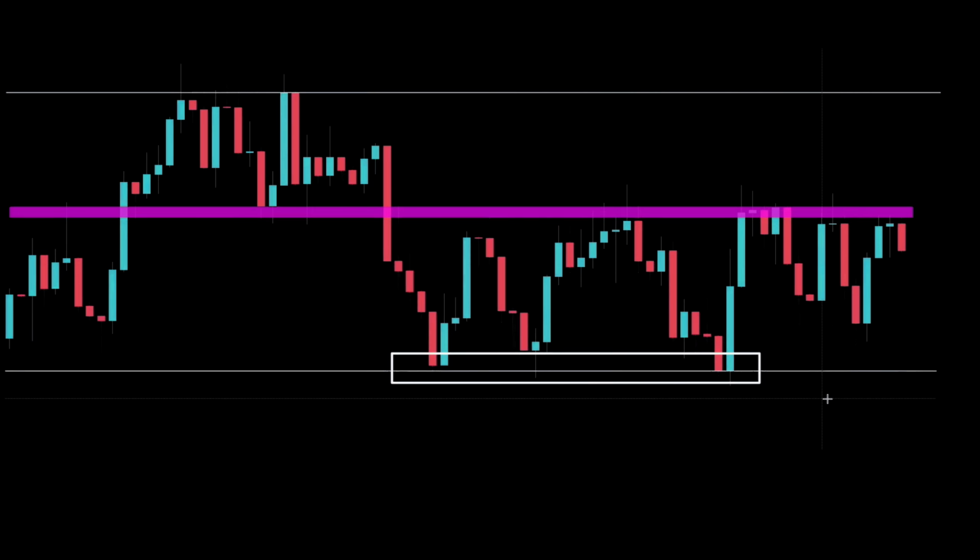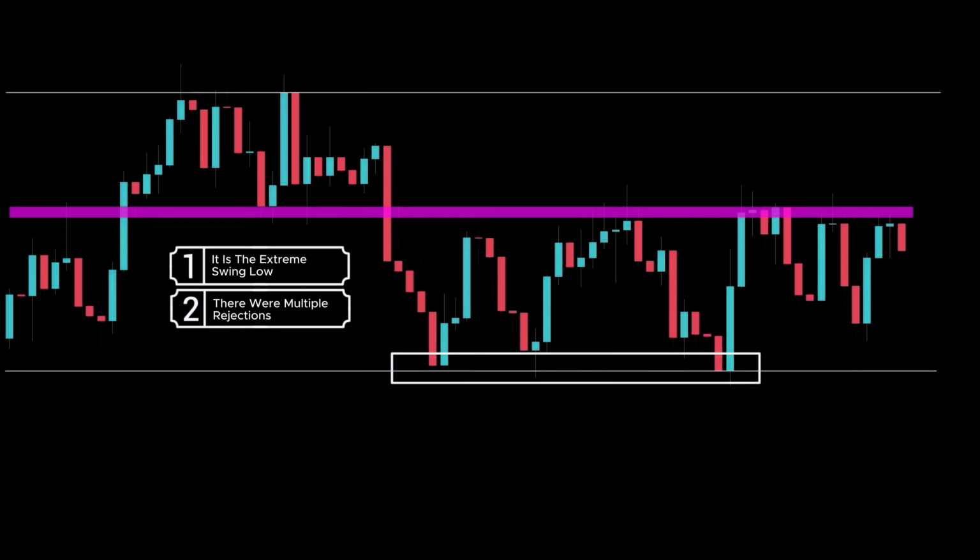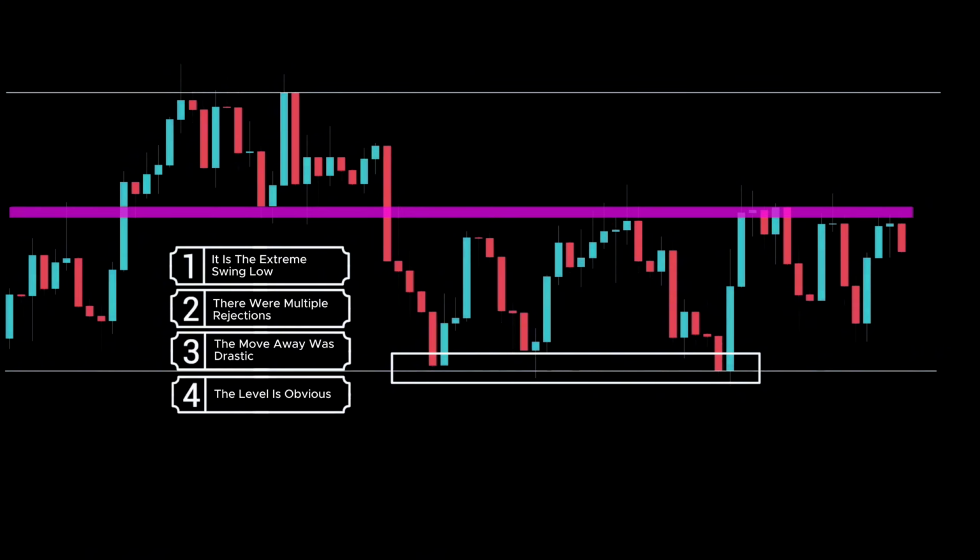So again, what criteria does this level have that makes it a good level of support? 1. It is the extreme swing low, meaning the lowest point price has reached in recent time. 2. There were multiple rejections of this level, 3 in total. 3. The move away was drastic because, as you can see, price reversed significantly when it got here. 4. The level is obvious, as you should have easily spotted it when looking at the chart. And 5. It was recently respected and occurred in a recent time period.